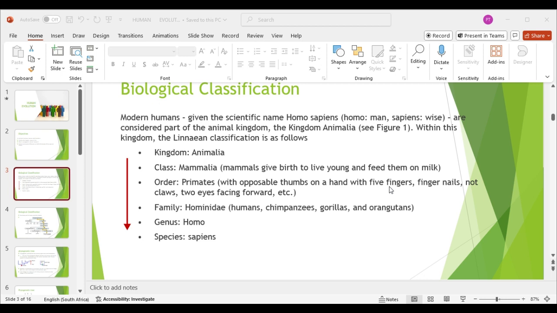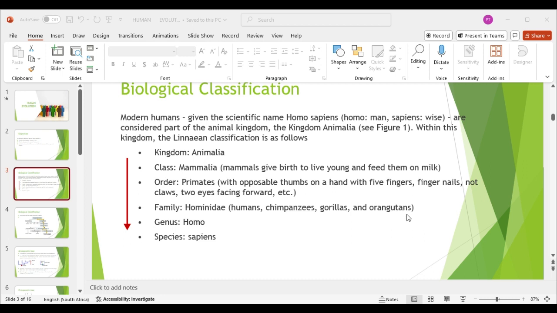Within this kingdom, there is a linear classification, so we're going to read the classification below it. We fall under the kingdom Animalia. We are classified as Mammalia, meaning that we are mammals. We can give birth to live young, and we can also feed them. We are members of the order Primates. We have opposable thumbs and hands with 5 fingers. We also have nails, whereas chimpanzees have claws, and 2 eyes facing forward.